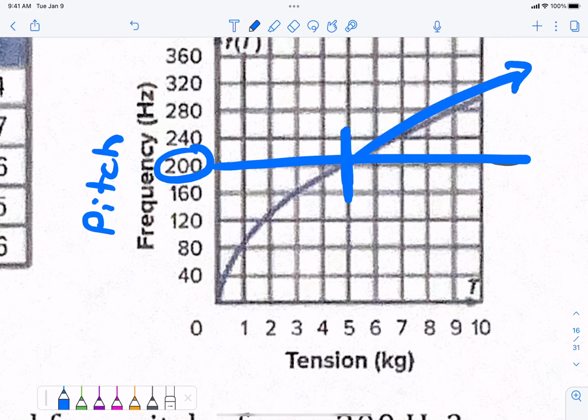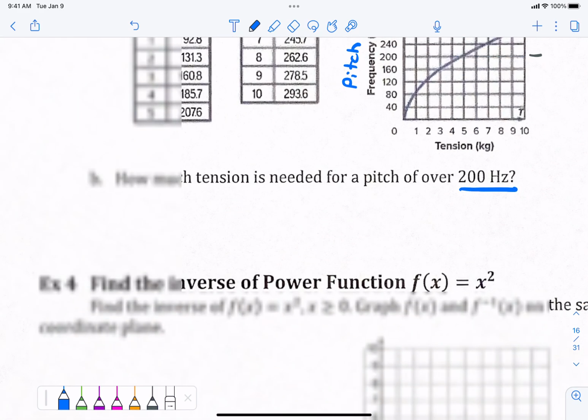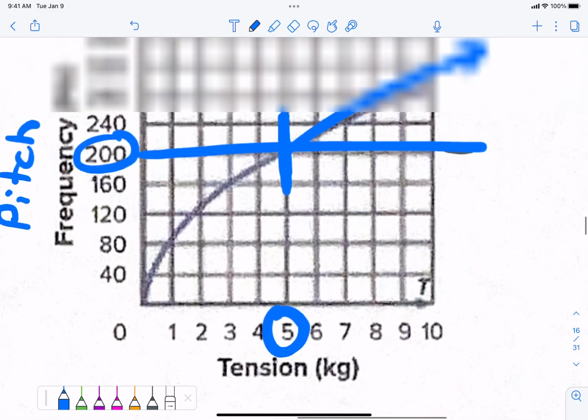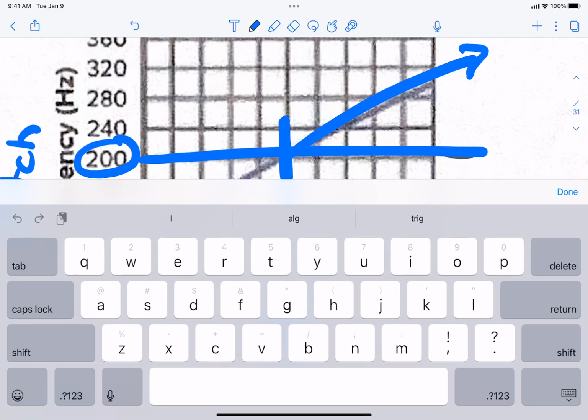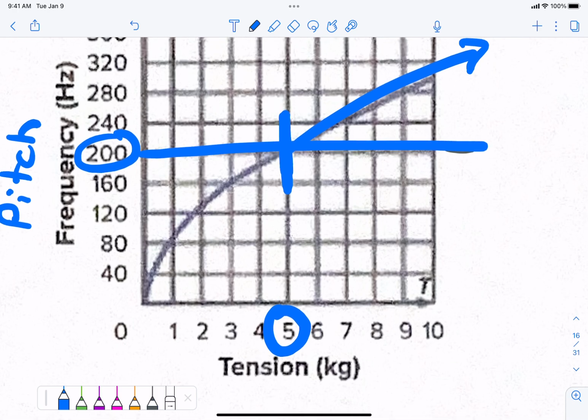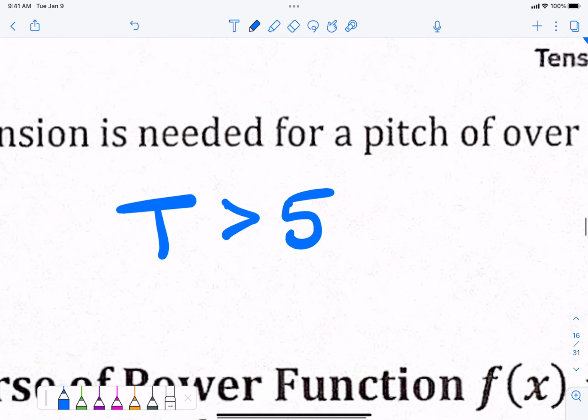Do you see how that works? Like 5 is here, and anything over 5 will have a pitch over 200. You see that? So how do I write that? Tension is capital T. Greater than or equal to 5. Now, is it greater than or equal to 5 or just greater than 5? And then we get to decide. If I want my pitch to be over 200, I don't want it to be equal to 200. I want it just bigger. So just greater than 5. If it was equal to 5, it would be exactly 200. I don't want it equal to 200.